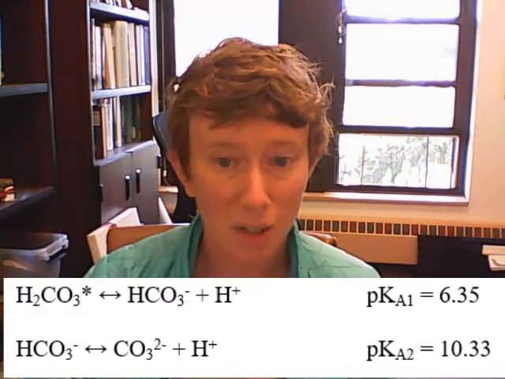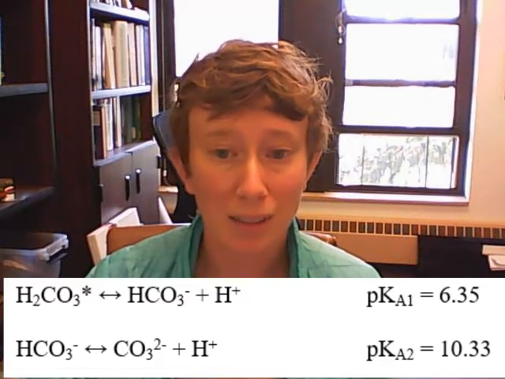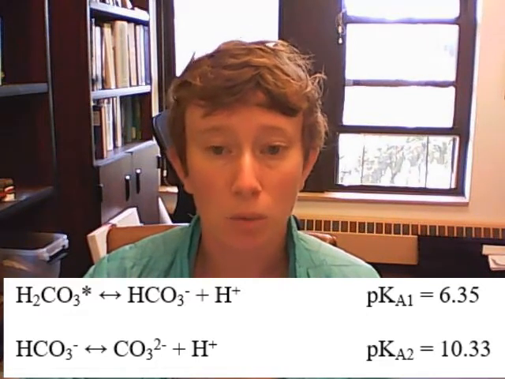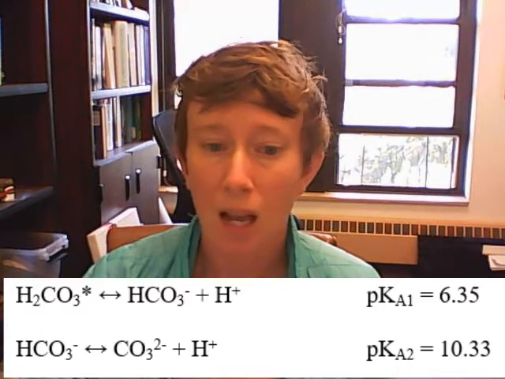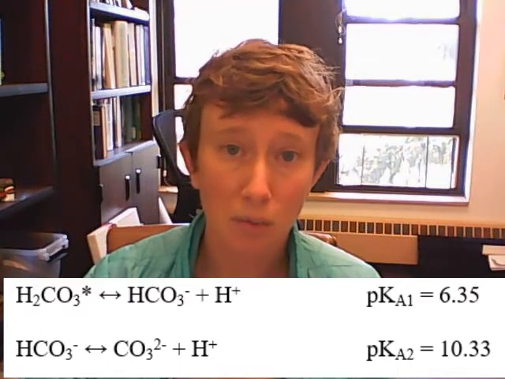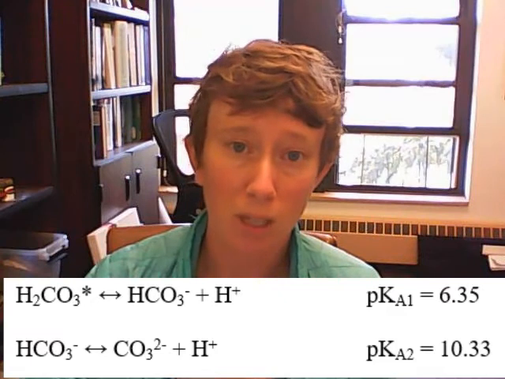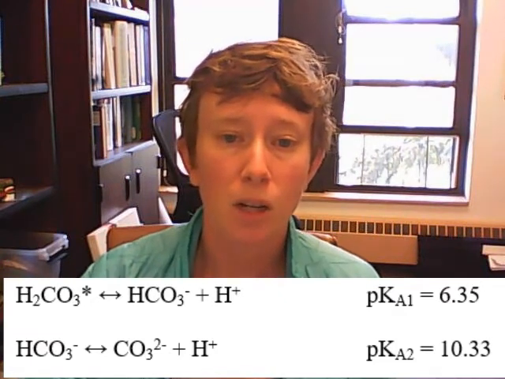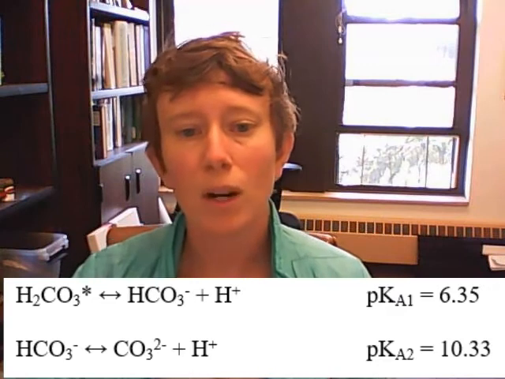Two equilibriums exist here. We have two acid dissociation constants, two pKa's, 1 and 2, and we can write two different equilibrium equations given the information that I have here. So what if we had the carbon dioxide concentration in the atmosphere and we had a water sample that was in equilibrium with that carbon dioxide? How would we go about doing this problem to get the total inorganic carbon of the sample?